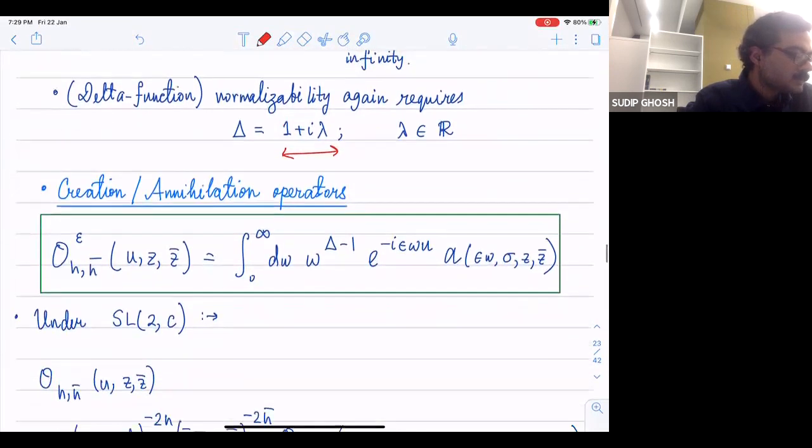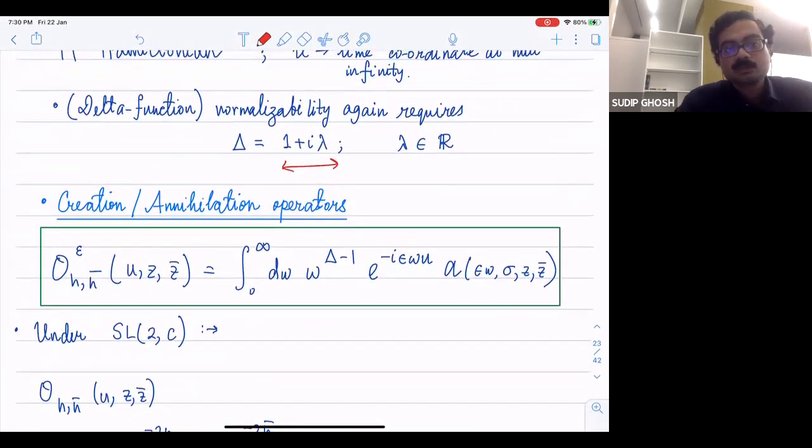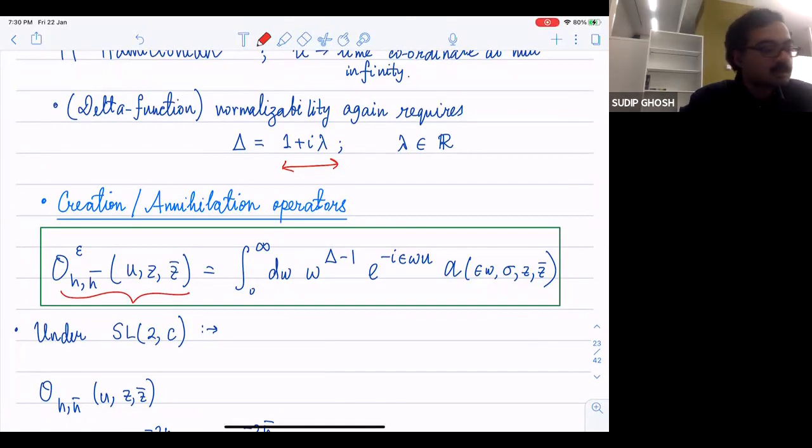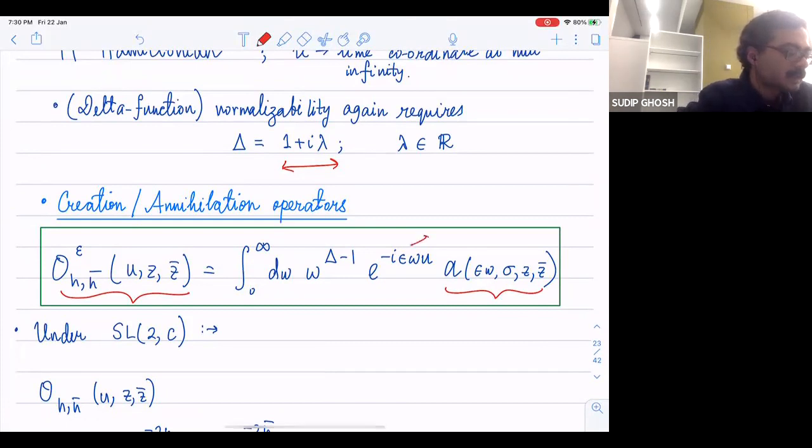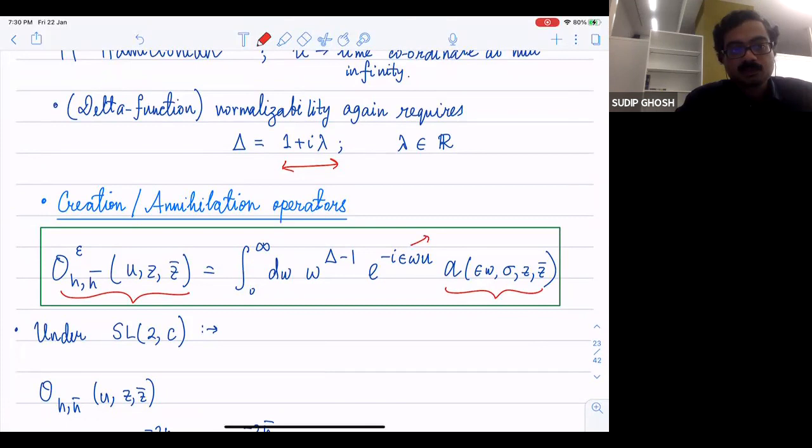And as we did before, we can also talk in terms of creation annihilation operators. In this case, the creation annihilation operators in this modified Mellin basis are defined in a similar fashion in terms of the Fock space creation annihilation operators, and the only new thing that we have is these exponential factors.